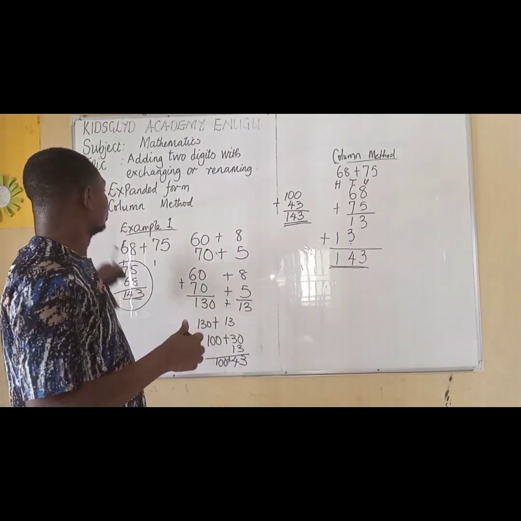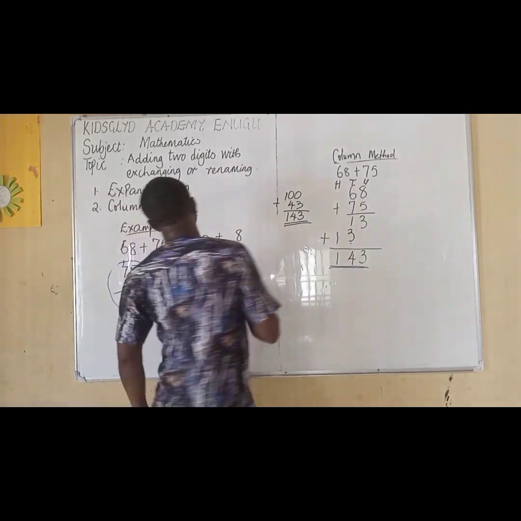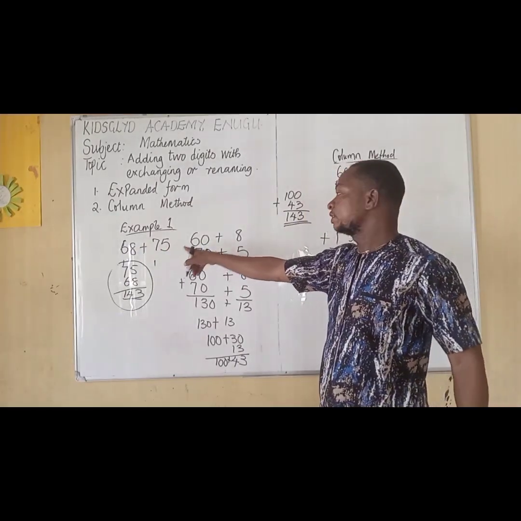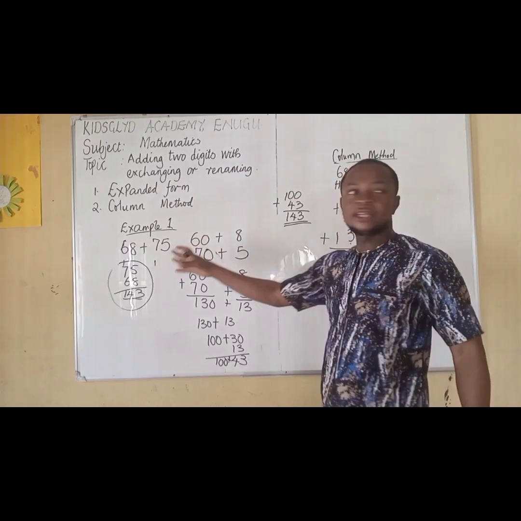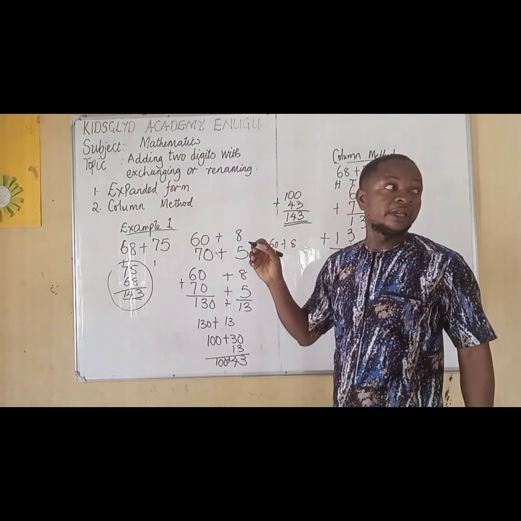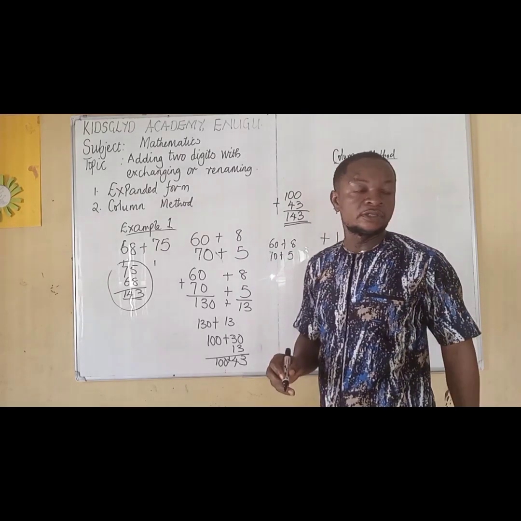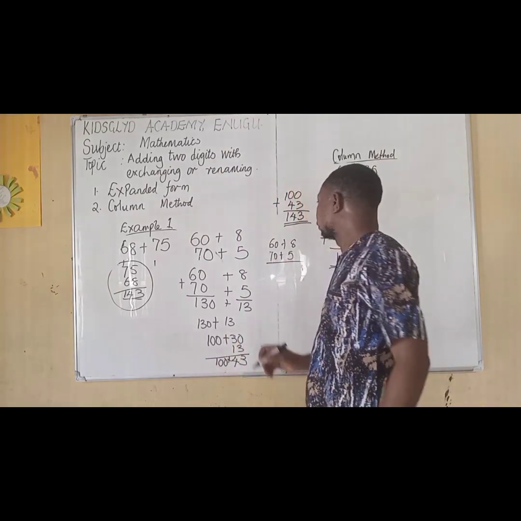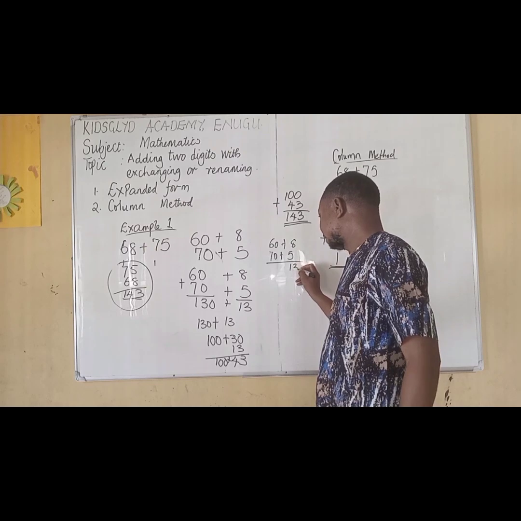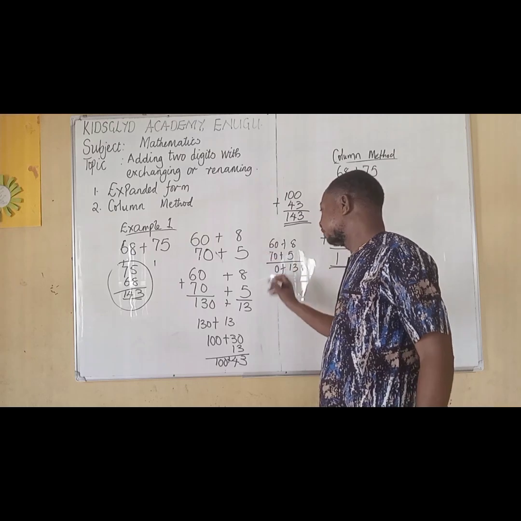Like what I said earlier, using the expanded form, I will still explain it again because some people might have missed it. We have 68 plus 75. In 68 plus 75, we have 60 plus 8, which gives us 68. Then we have 70 plus 5, which gives us 75. Now, we are going to add the units and the tens together. 8 plus 5 is 13. Write down your 13, no problem. Bring down your 0. 6 plus 3 is 13.